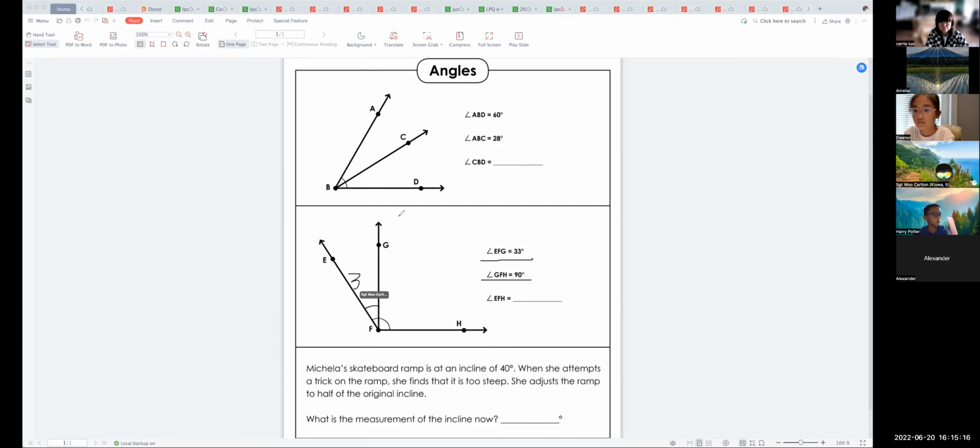Okay, this one is EFG. That is 33. And over here we have the 90 degrees because it's a right angle. So what is EFH? EFH is this entire angle right here, this large one. Just like the opposite of what you did over there, instead of subtracting, you add these two together. You add the 90 degrees and the 33 together, and you'll get 123 degrees, which is EFH.